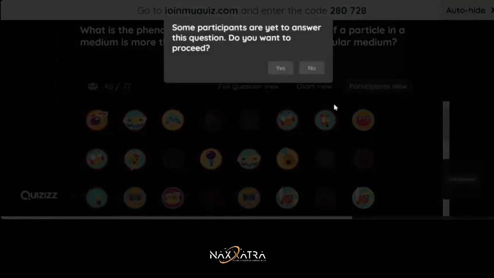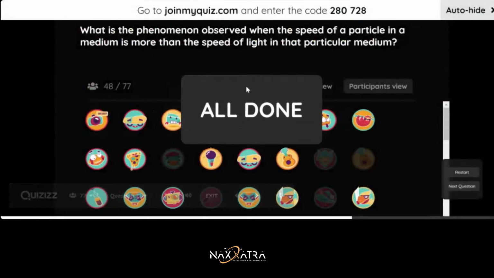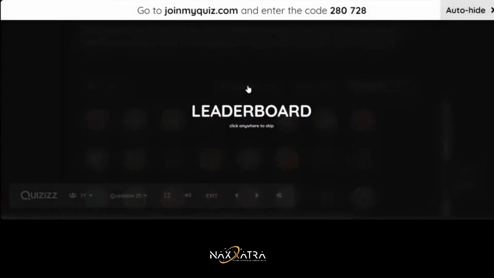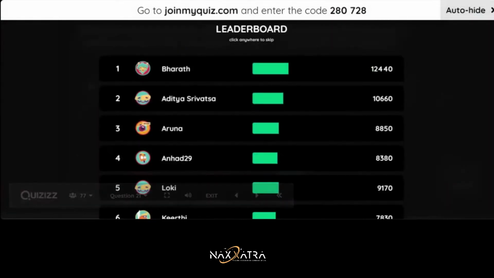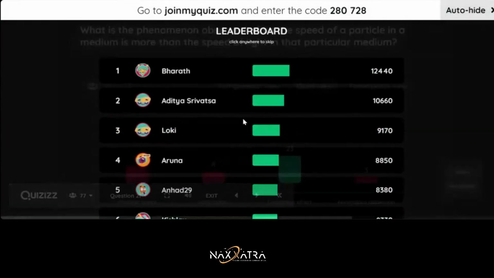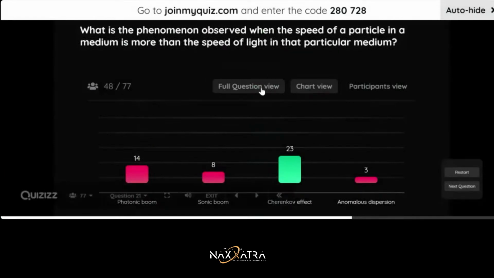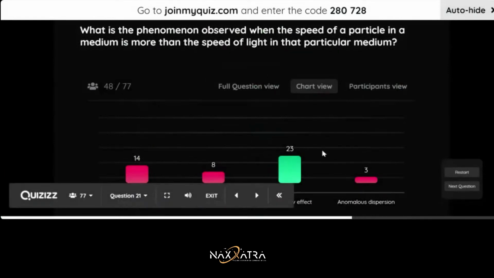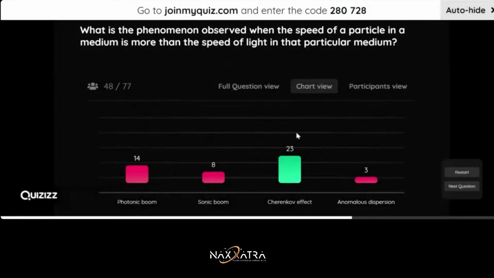So I'm ending the responses here. So the correct answer is Cherenkov effect. And if we see how many people have answered correctly, 23 people have answered correctly, not bad.